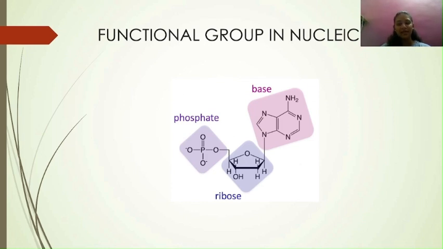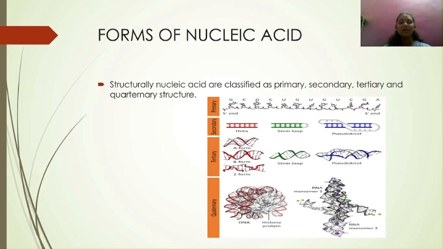Now, the functional groups that are present in nucleic acids. Nucleic acid contains an amino group which is present in the nitrogenous base, a hydroxyl group which is present on the pentose sugar, and a phosphorus atom which is bonded to oxygen. The forms of nucleic acid. Structurally, nucleic acids are classified as primary, secondary, tertiary and quaternary structure. Primary structure contains a linear sequence of nucleotide monomers bonded by phosphodiester bonds. The secondary structure involves local folding patterns like the double helix in DNA with complementary bases. RNA includes stem loops and folds back on itself. Tertiary structure refers to the 3D folding of the nucleic acid molecule. It is more complex than the other two.